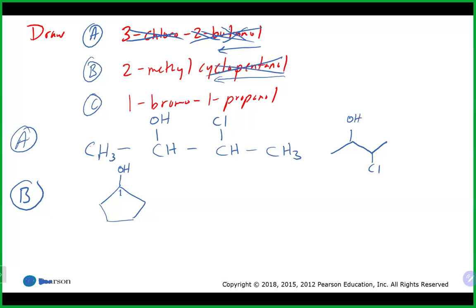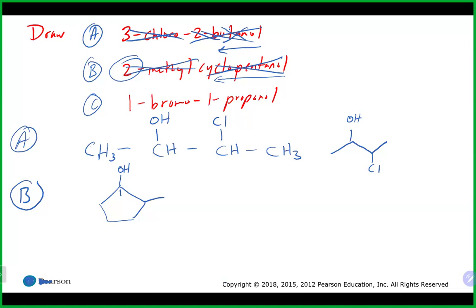The reason that's important is I've got to go to carbon number 2 and put a methyl. You could go left, you could go right. In this case, it really doesn't matter. So I'm just going to go to the right and put a methyl, and that should be it in that case. Any questions on that?